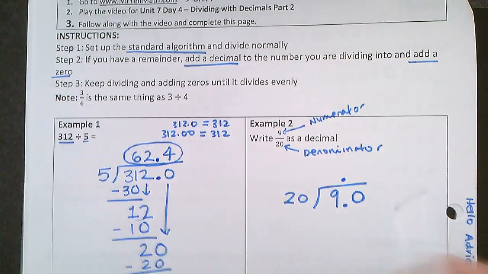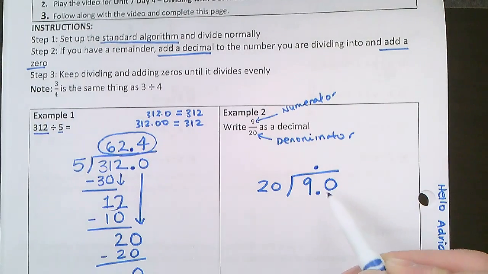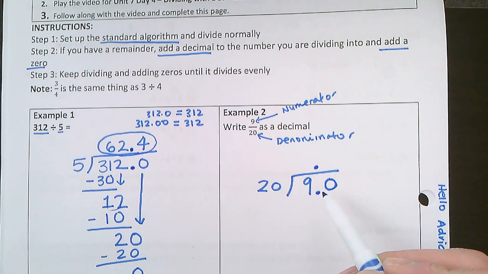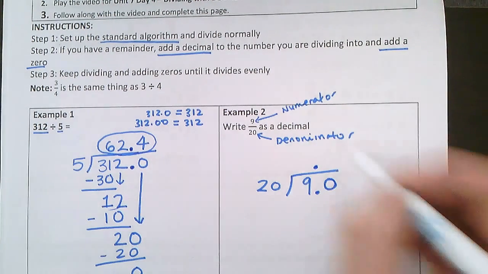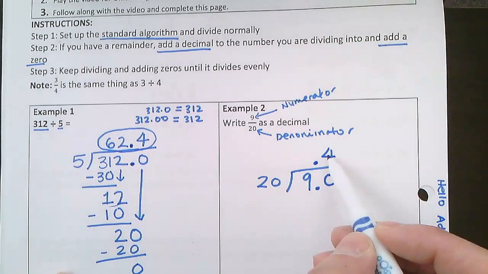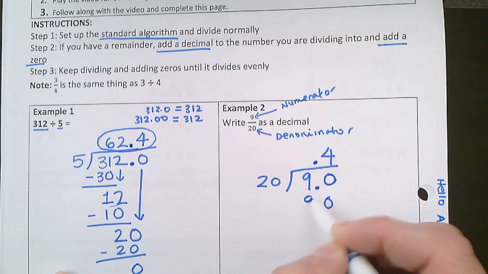checking your work. How many times can 20 go into 90? Well, 1 times 20 is 20, 2 times 20 is 40, and then 60, and then 80. So 4 times 20 is 80. 5 times 20 is 100, so that's too much, so I have to stop at 4. 4 times 20. 4 times 0 is 0. 4 times 2 is 8.